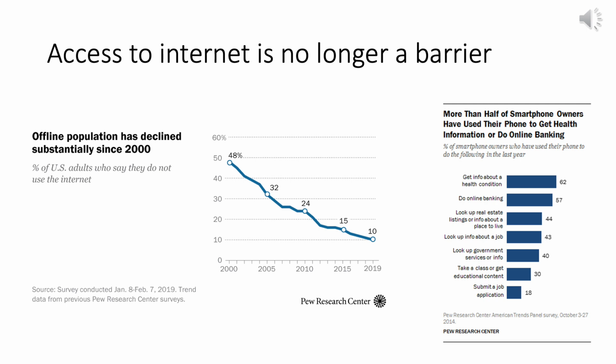Also, the way people interact with the healthcare system, the ability to seek information, to schedule appointments, to engage in healthcare decision making electronically. And as we've seen, telehealth is on the rise. More than half of smartphone owners have used their phone to get health information or do other daily tasks such as online banking. So we look here at data from the Pew Research Center leading up to 2019.